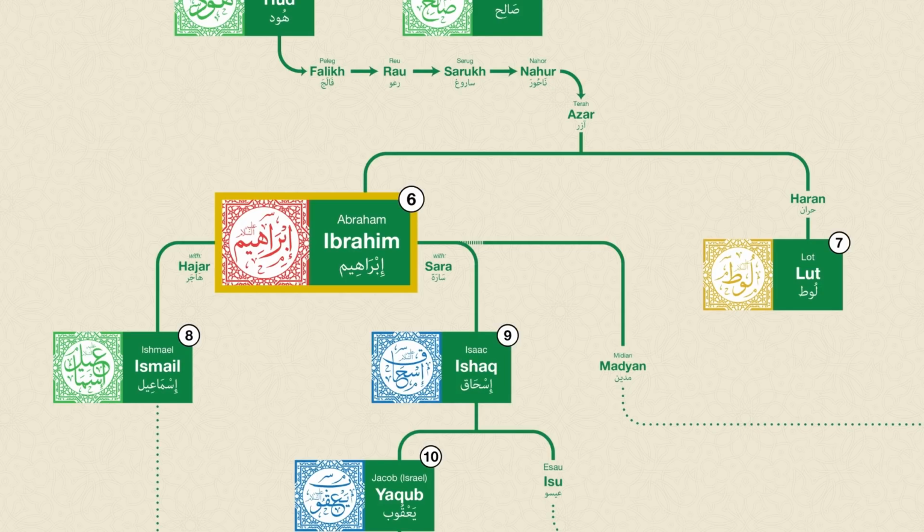According to both traditions, Ibrahim had 2 main sons, Ismail and Ishaq, also known as Ishmael and Isaac. Ismail is the ancestor of the Arab people, and therefore of the Prophet Muhammad, whereas Ishaq is the ancestor of Banu Israel, meaning the house of Israel.